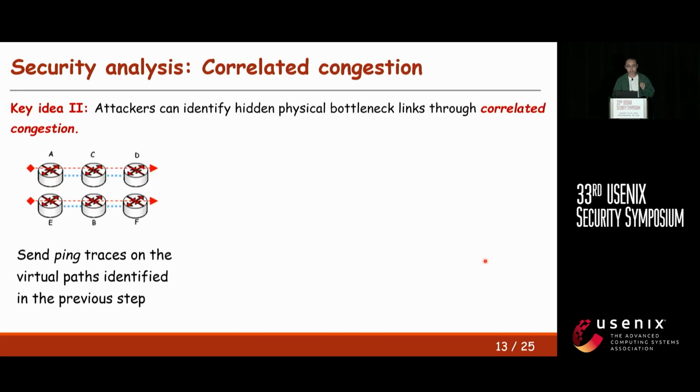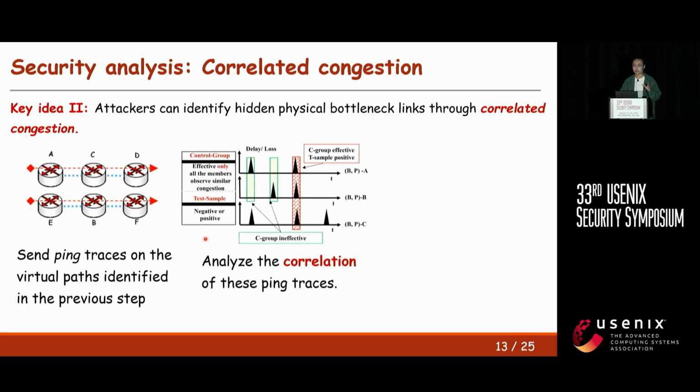The next step is to understand exactly which physical bottlenecks are hidden by the virtual paths. So the attacker needs to use correlated congestion analysis. Firstly, the attackers use suspicious bots to send ping traces along the routes, or other traces are okay, like TCP and UDP traces. Attackers then analyze the correlation of these ping traces, like the round-trip time correlation.